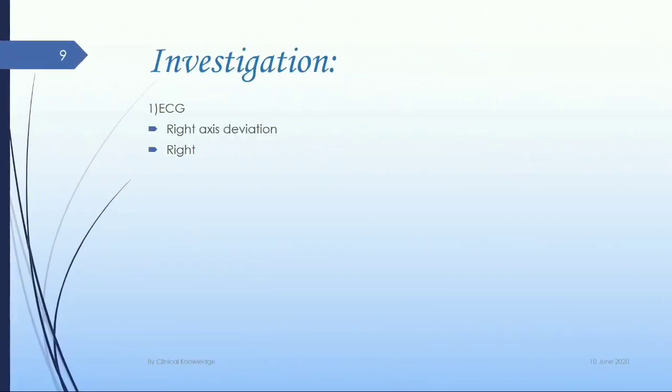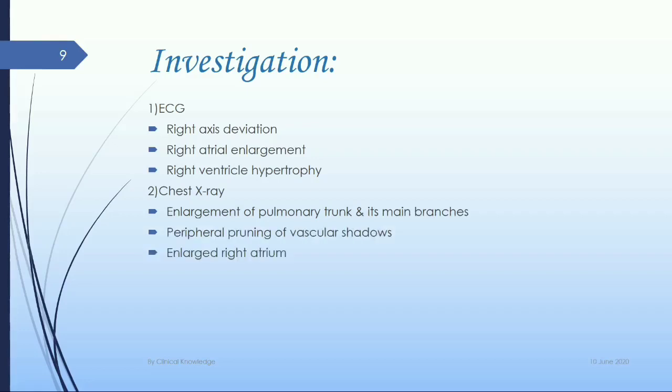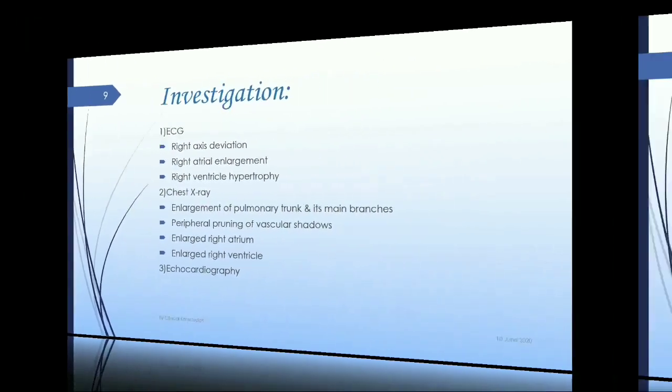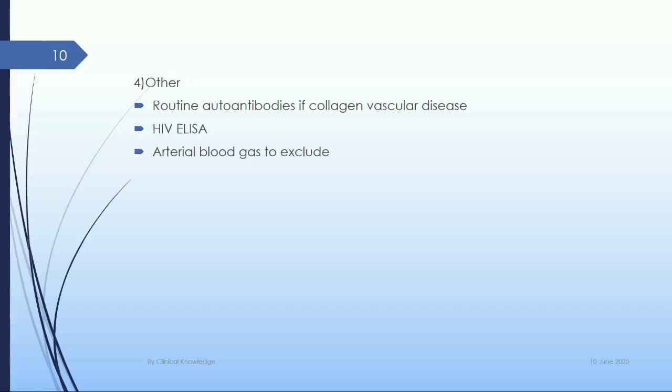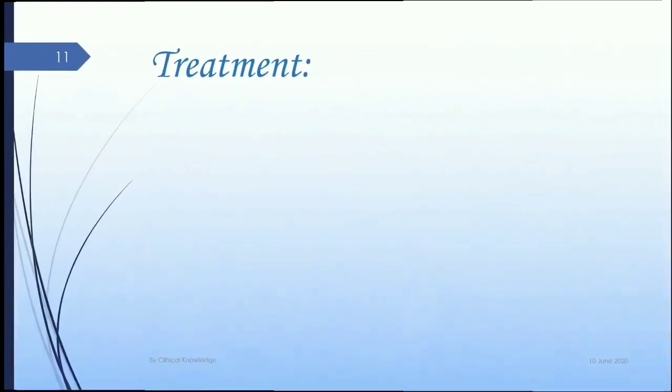Investigation: ECG: right axis deviation, right atrial enlargement, right ventricular hypertrophy. Chest X-ray: enlargement of pulmonary trunk and its main branches, peripheral pruning of vascular shadows, enlarged right atrium, enlarged right ventricle. Echocardiography. Other routine tests: autoantibodies if collagen vascular disease, HIV ELISA, arterial blood gas to exclude hypoxia and acidosis. Sleep studies, helical CT, high resolution chest CT, cardiac catheterization.